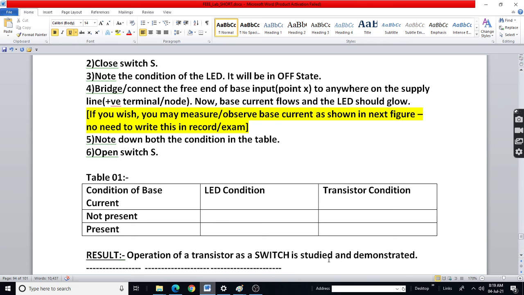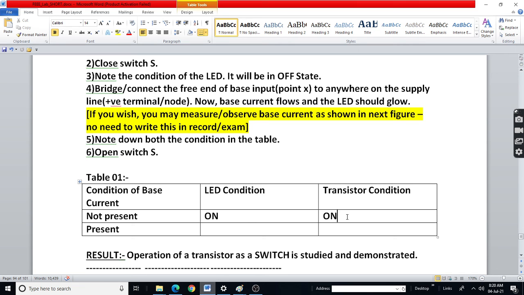And write the table. When base current is not present, LED condition will be off. When it is present, LED condition will be on. When LED is on, transistor also will be on. Transistor you cannot see. Actually, transistor condition should be written here first, but I have written it there because you cannot see it. You are seeing the LED and after that you are realizing the transistor condition.